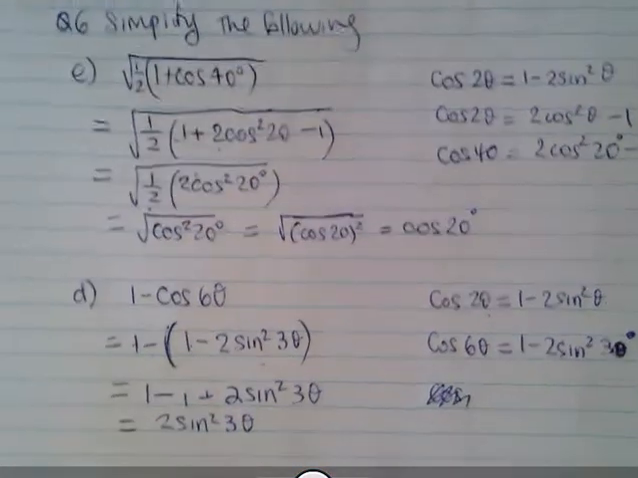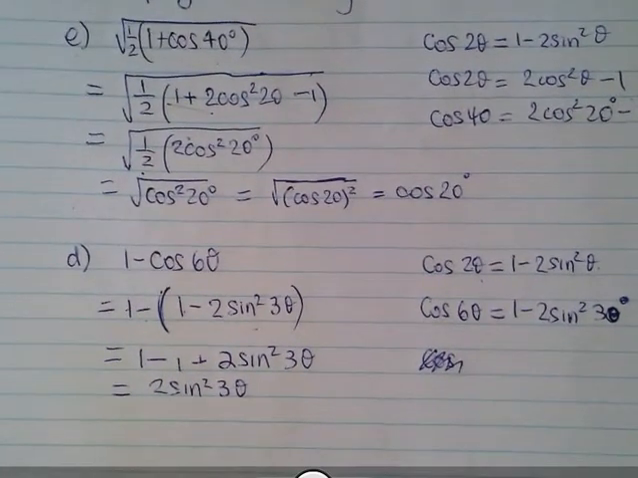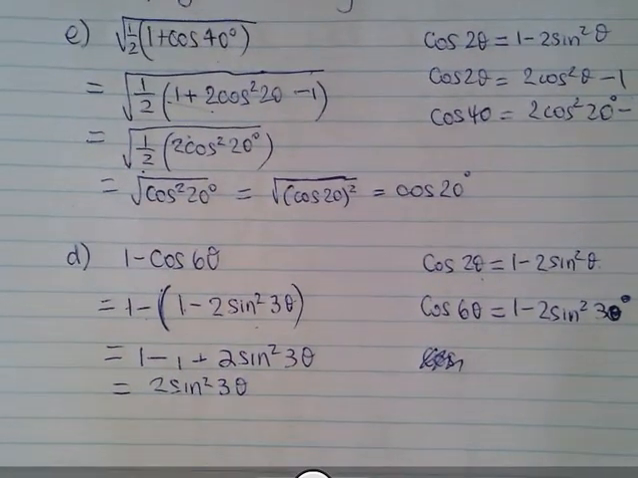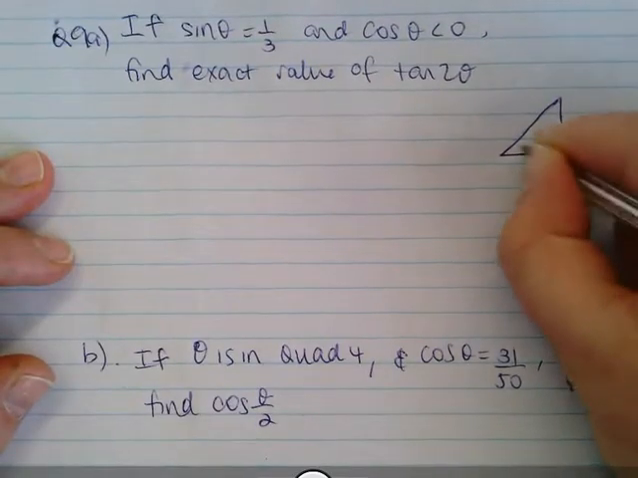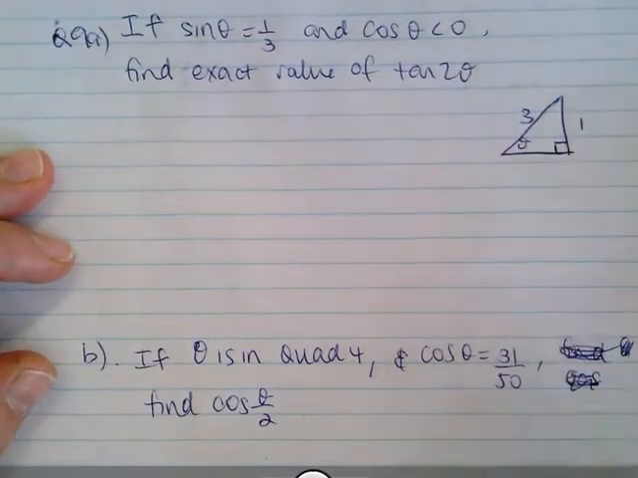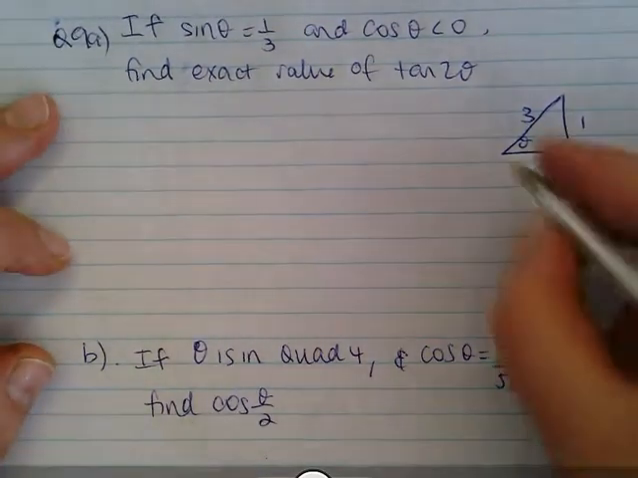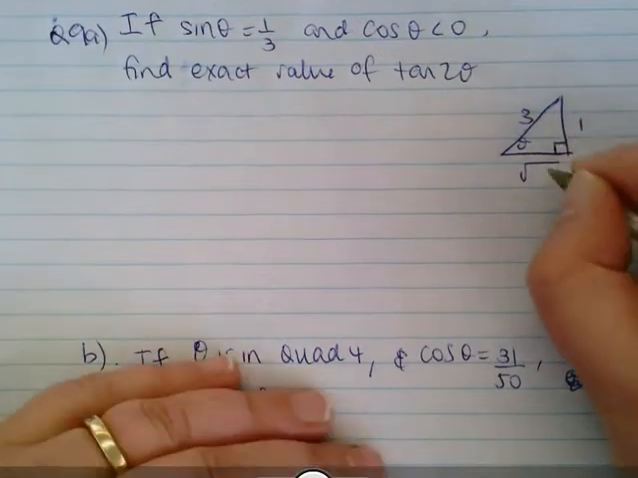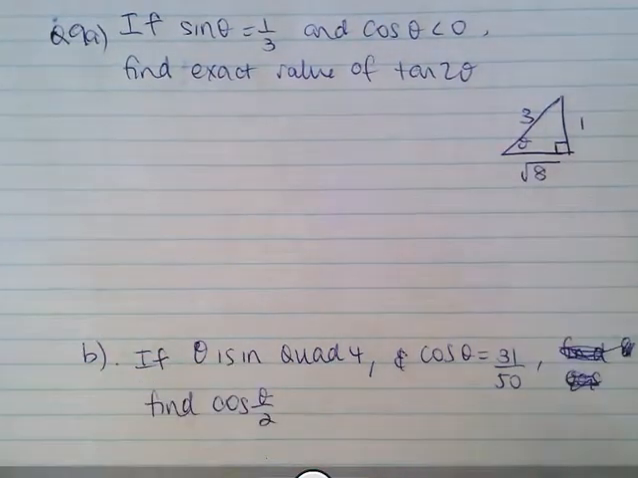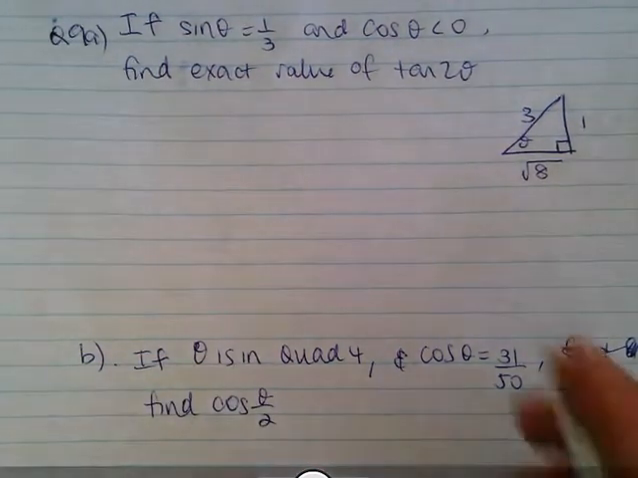It's not that much simpler. We're just simplifying. Not that it looks much simpler, but sine theta is a third. So draw a right angle triangle. Sine theta is 1/3. You can work out the missing side: square root of what? 8, because 3 squared minus 1 squared is 8, which is 2 root 2, right?